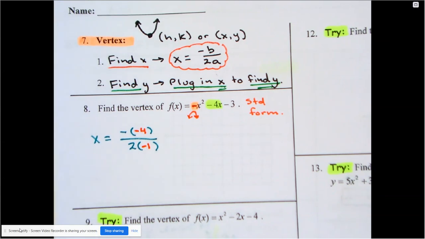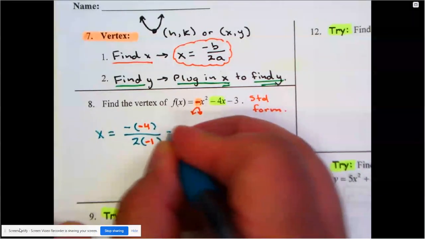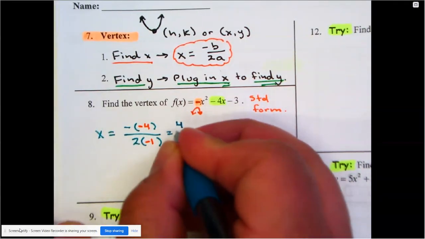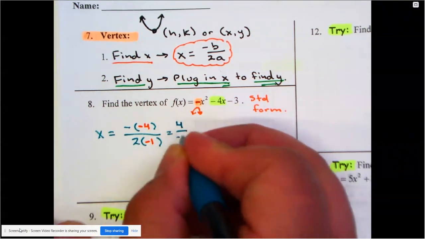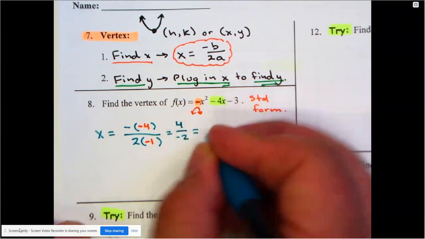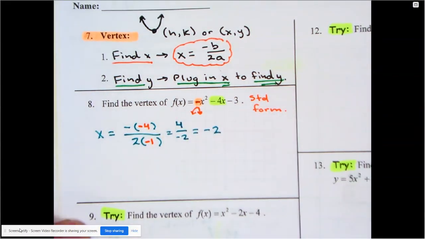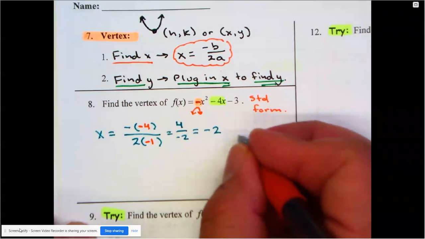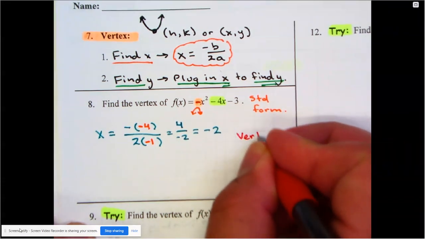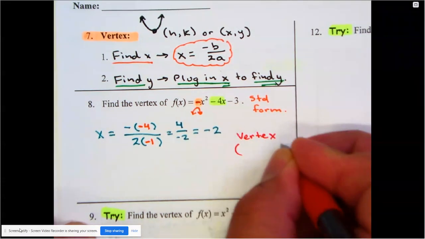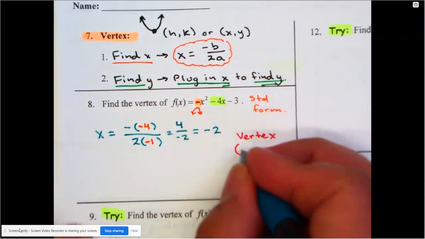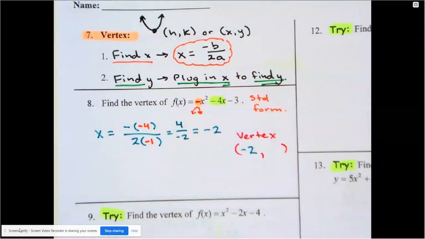Now we can let Desmos help us. We can do whatever we need to. We end up with a positive 4. 2 times negative 1 is negative 2 for a grand total of negative 2. There's the x value. So when I'm doing my vertex, if I'm getting this thing ready, here's what I have so far. I already know that I have a negative 2 as a result.